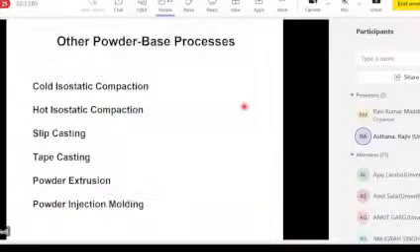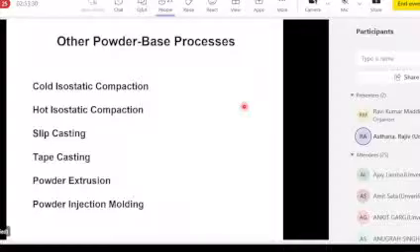So here are some other powder-based manufacturing processes: cold isostatic compaction, hot isostatic compaction, slip casting, tape casting, powder extrusion, and injection molding. Let us just quickly look at each of those using 1 or 2 slides, and then I'll be done with this topic. I don't want to take too much time.